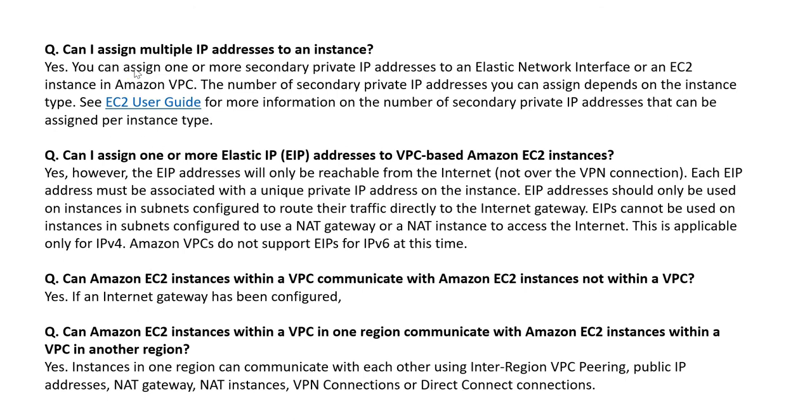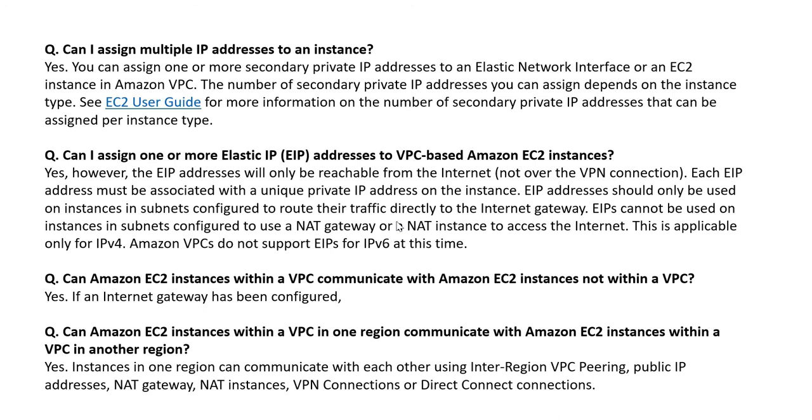So the next question is, can I assign multiple IP addresses to an instance? You can, but there is always one primary. The secondary can be many, but the primary can only be one. Let's look at another question. Can I assign one or more elastic IPs to VPC-based EC2 instances? I can, but one thing to remember is that elastic IPs cannot be used on instances along with NAT gateways.